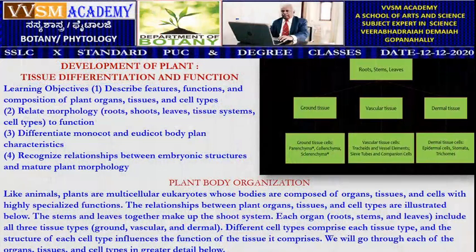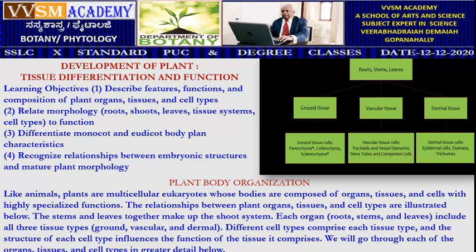Come friends, let us discuss the development of plant tissue, differentiation and function in the plant kingdom. So my dear friends, learning objectives. Describe features, functions and the composition of plant organs, tissues and cell types. We have to learn to relate morphology of roots, shoots, leaves and tissues, and differentiate monocot and dicot body plan characteristics. Distinguish between monocot and dicot. Recognize the relationships between embryonic structures and the mature plant morphology.